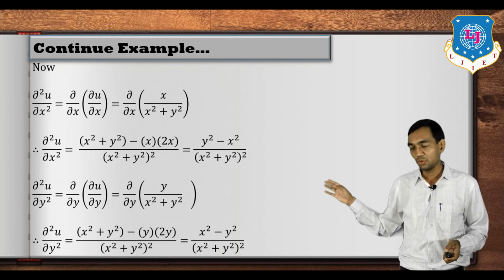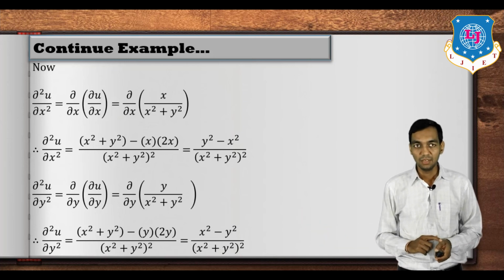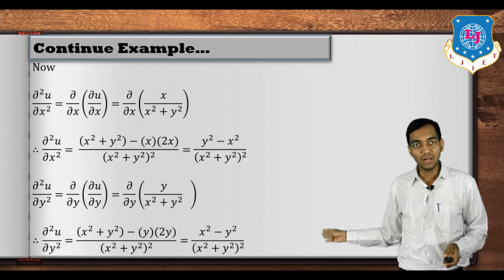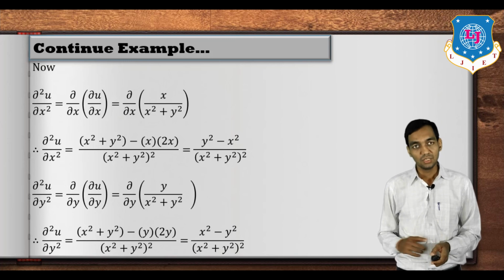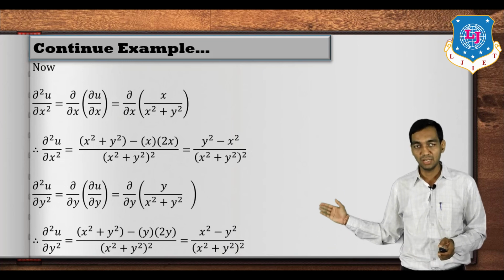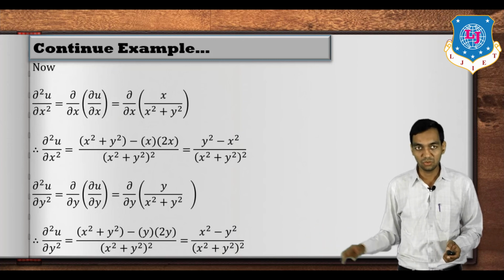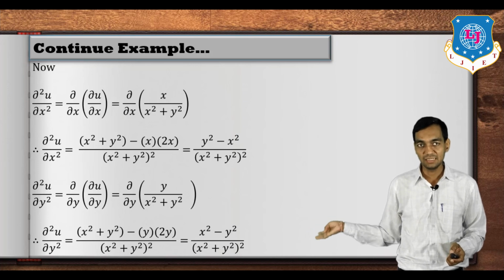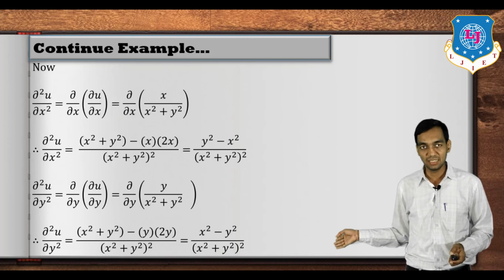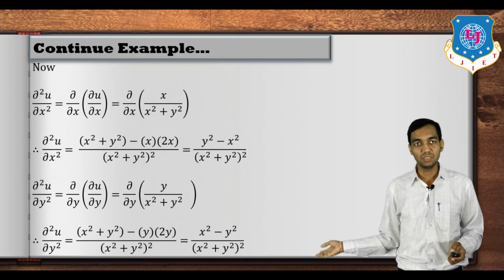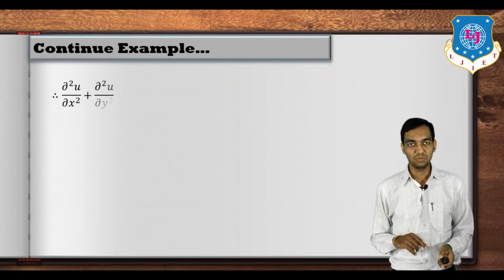In the same manner, if you find del square u by del y square, it will be del by del y of del u by del y. So del u by del y has the value y upon x square plus y square. Again you have to apply the division rule: denominator as it is into derivative of numerator, minus numerator as it is into derivative of denominator, and in the denominator you have denominator square. So x square plus y square as it is and y has a derivative 1, minus y as it is and x square plus y square has a derivative 2y. In the denominator, x square plus y square the whole square, and simplifying that will give you x square minus y square upon x square plus y square whole square.